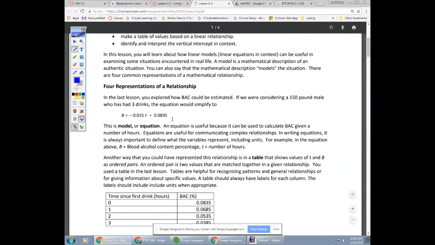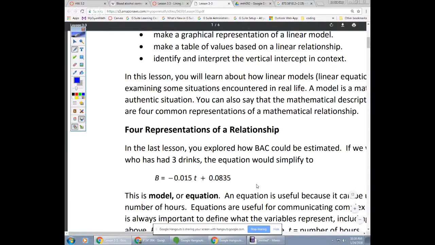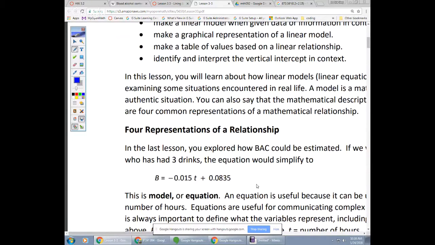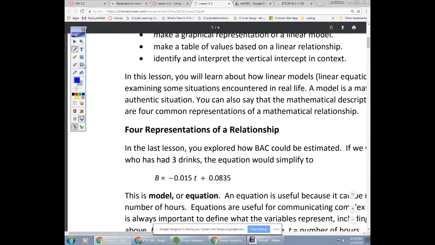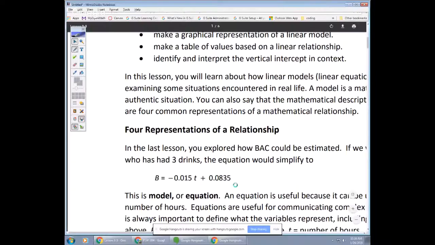Okay, looking at this equation here, I'm going to zoom in a little more. Can you tell me how much this guy's blood alcohol level is going to change every hour by looking at that equation? How much? The negative 0.015, yeah. That's what we call the slope. It's a rate of change. So I just want to go over that equation, and then I'll set you guys loose on the next problem.